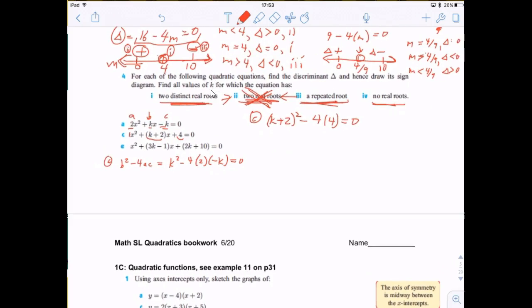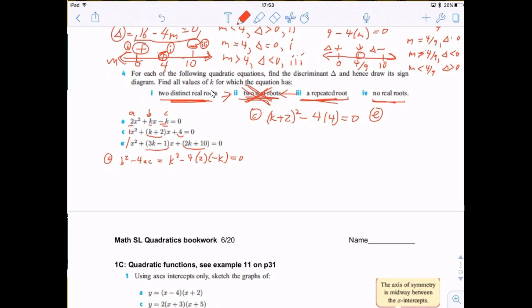Finally, e. Okay, e. So here, the a value is 1, the b value is 3k minus 1, and the c value is 2k plus 10. Okay, and then you're going to be here, you're going to be 3k minus 1 squared minus 4 times c, which is 2k plus 10. Barely fits. Okay, and now what you want to know is when that equals 0.